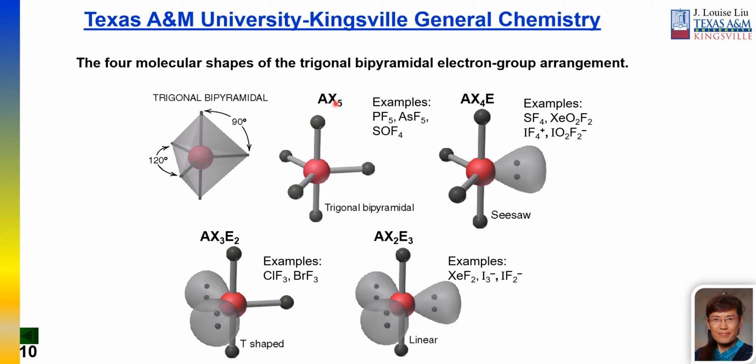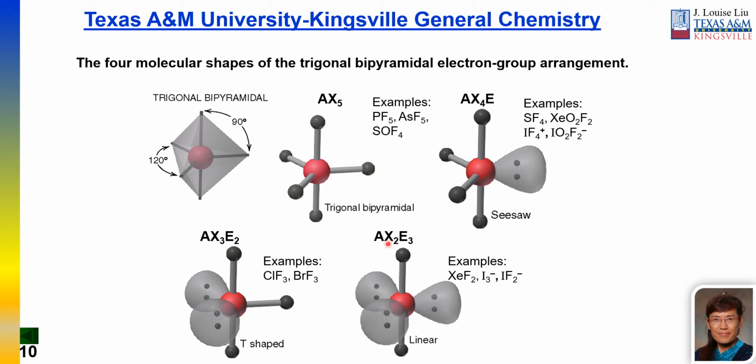If one of these surrounding atoms is replaced by one lone pair, you are going to obtain a seesaw structure. Remember this one. The lone pair is going to be on the side of your trigonal planar. The examples are sulfur tetrafluoride, XeO2F2, etc. The bond angle also, in this case, may be smaller than 90. This angle will be smaller than 120.